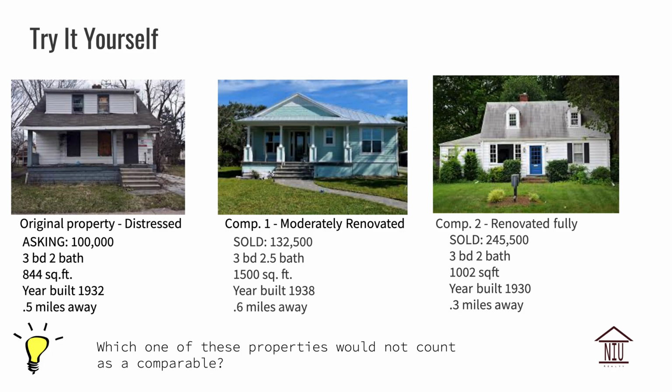Which one of these properties would not count as a comparable? For this property, the first comp would not count as a comparable because this property is extremely large in square footage compared to our property. So this wouldn't be the proper property to use for our ARV because they're not similar in the aspect of size.